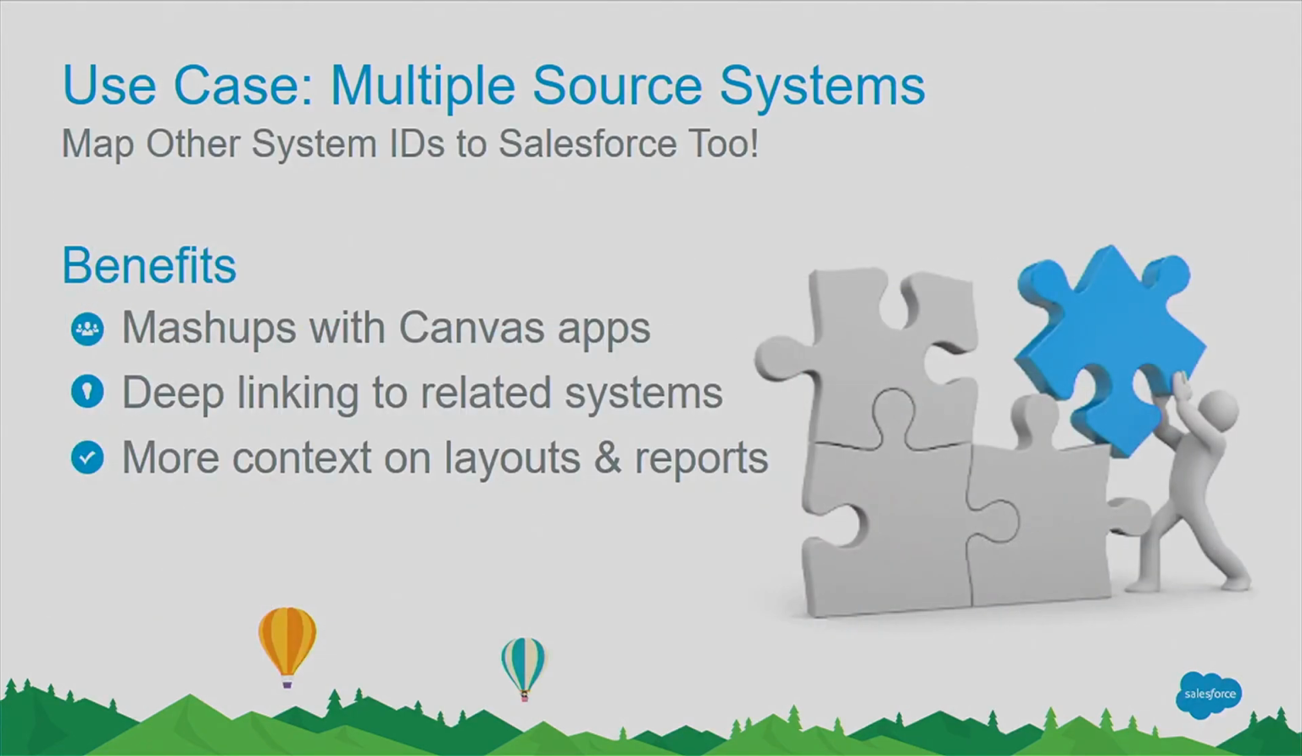Now, just because I don't want to upsert directly from those systems doesn't mean we don't want those system identifiers also in Salesforce. Those are great to bring along in other custom text fields. For example, we can build mashups in Canvas apps. Because we know the identifiers for System A or System B, we can bring that data up into Salesforce for our users. Or maybe the other way around, we can provide deep links into System A or System B directly from Salesforce. And then it's just good user experience. It provides more context and familiarity for your users on page layouts and in their reports.